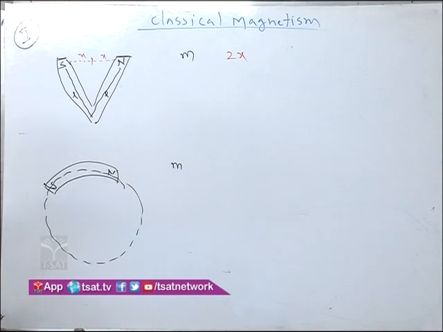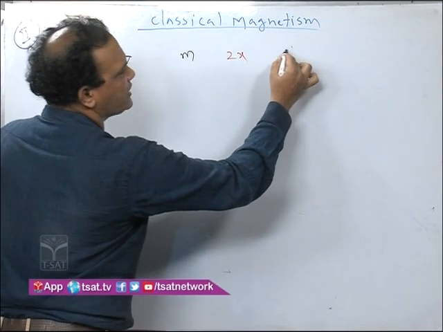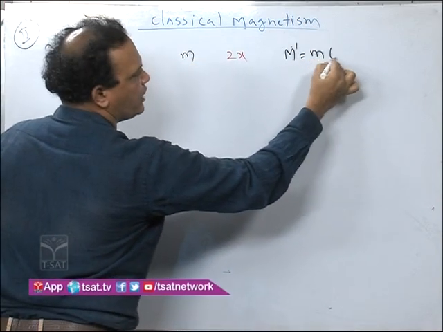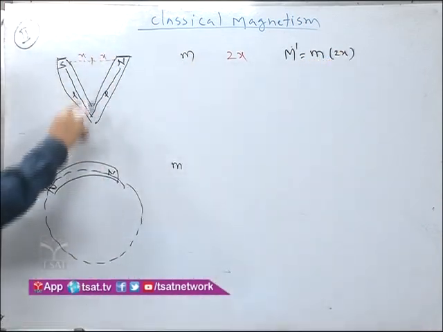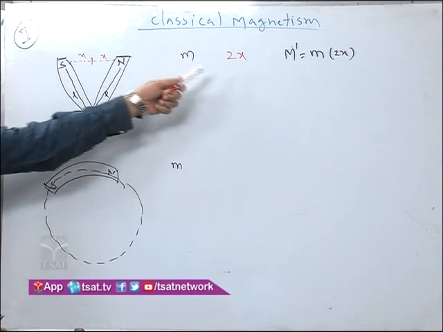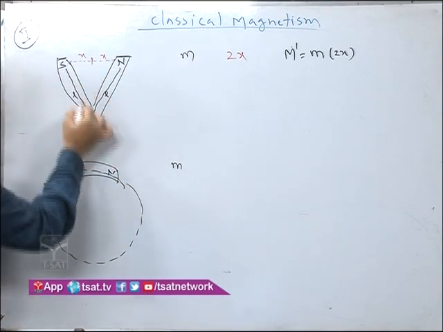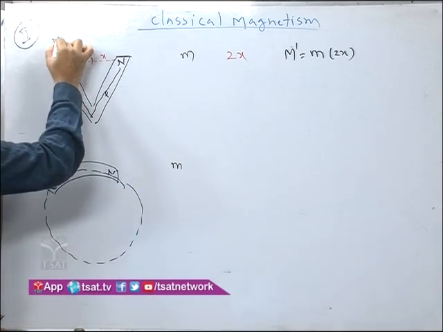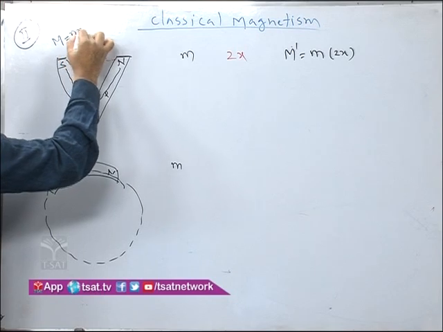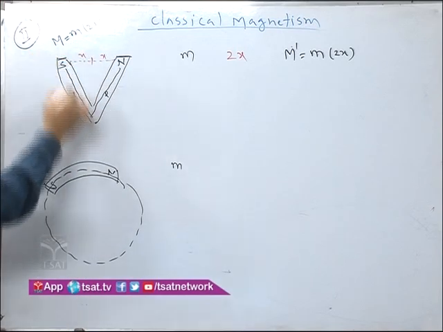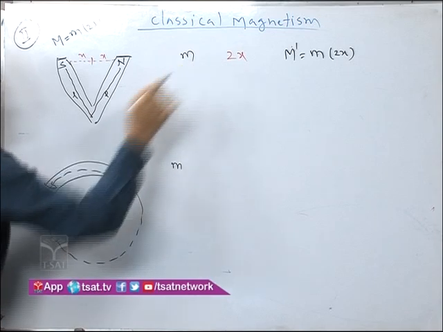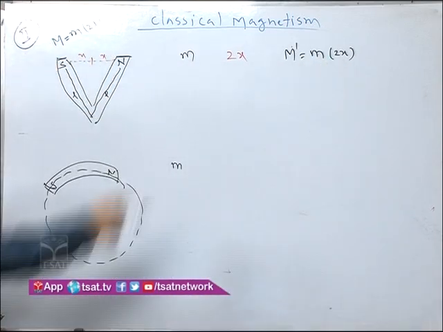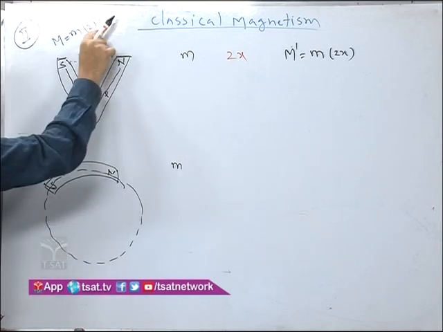Its new magnetic moment, you know, is the product of pole strength and length of the magnet. So m into 2x. But in the problem, x is not given. This is an assumed length only. What about the actual length of the bar magnet? L. So if it is stretched, the magnetic moment initially is M equal to small m into 2L. If it is bent in the form of a V shape, the magnetic length changes, and its new magnetic moment is equal to small m into 2x. Now, this x converts in terms of this L.